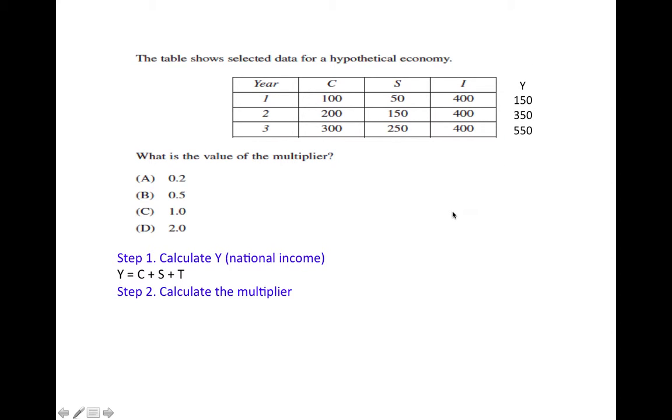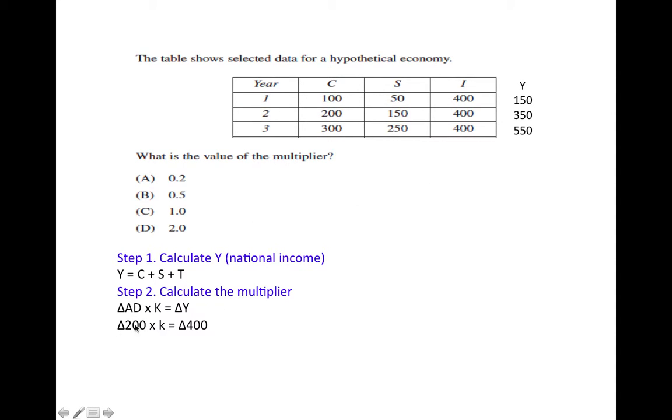Okay. So step 2, now that we've got that, we can calculate the multiplier. Okay. So remember, calculating the multiplier, we can use this equation, change in AD times K equals the change in national income. Okay, so let's have a look.